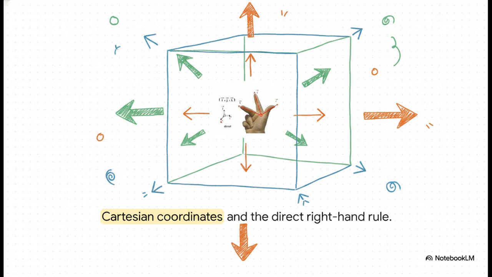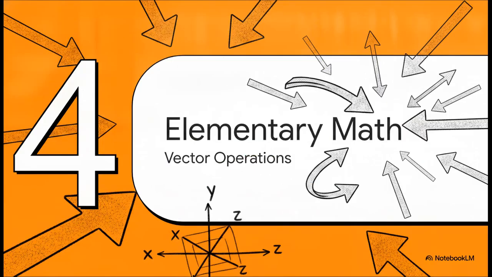Physicists use something called the right-hand rule. You can literally do this right now. If you align your thumb, index, and middle finger at right angles, you are physically modeling the positive directional flow of 3D space. Once that's set, any vector at all can be perfectly defined by its specific x, y, and z components. Let's step into the physics playground, shall we?